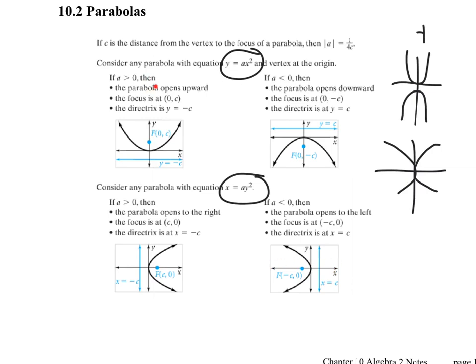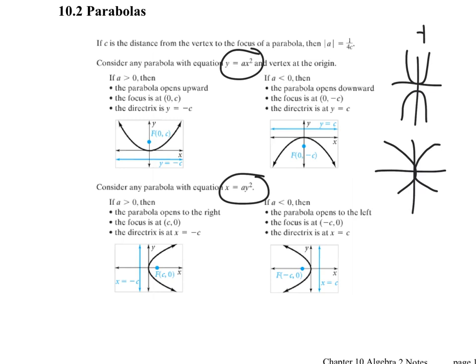So a parabola opens up if your a is positive. It will open down if your a is negative, and if it's on the y-axis. Now if it's on the x-axis and it opens up, it's going to open up to the right. If that's on the x-axis and your a is negative, so if you had a negative number right here, it's going to open up to the left.